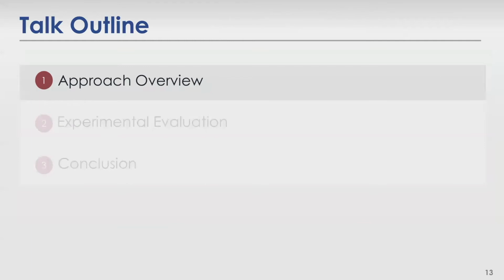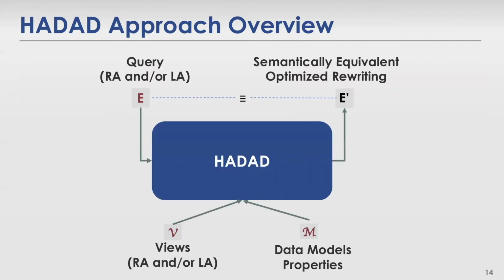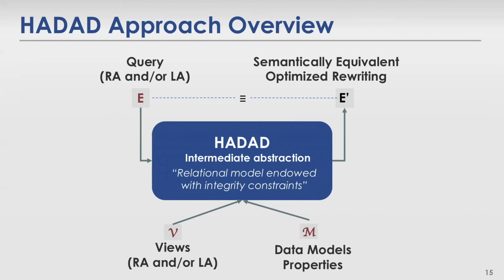Our approach overview. To find a semantically equivalent optimized expression of a given hybrid expression, we propose HADAD as a lightweight framework, which takes as inputs the query, views, and properties of the data models. At the core of HADAD lies a powerful intermediate abstraction needed to reason across the data models and the operations supported by them. The intermediate abstraction is a relational model endowed with integrity constraints, which are expressive enough to capture the properties of the data models and the views.